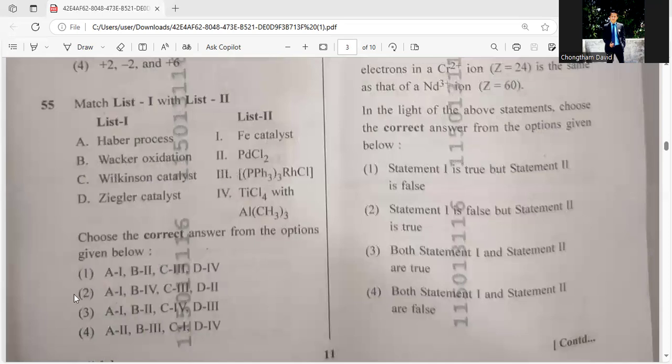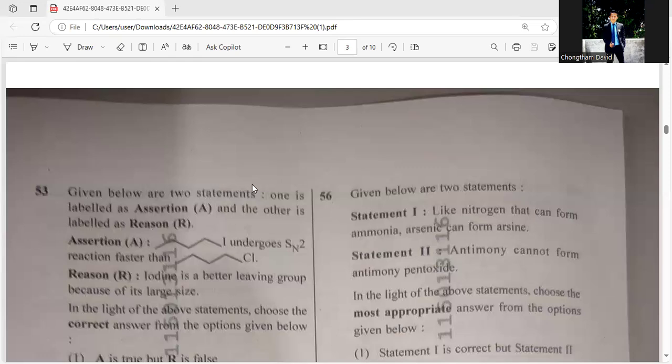Now match the column, question number 55. Haber's process is linked with iron, Wacker with palladium chloride, Ziegler, and Wilkinson's. So A1, B2, C4, D3 will be option number 3. I hope you all did it correctly. Let us hope for the best.